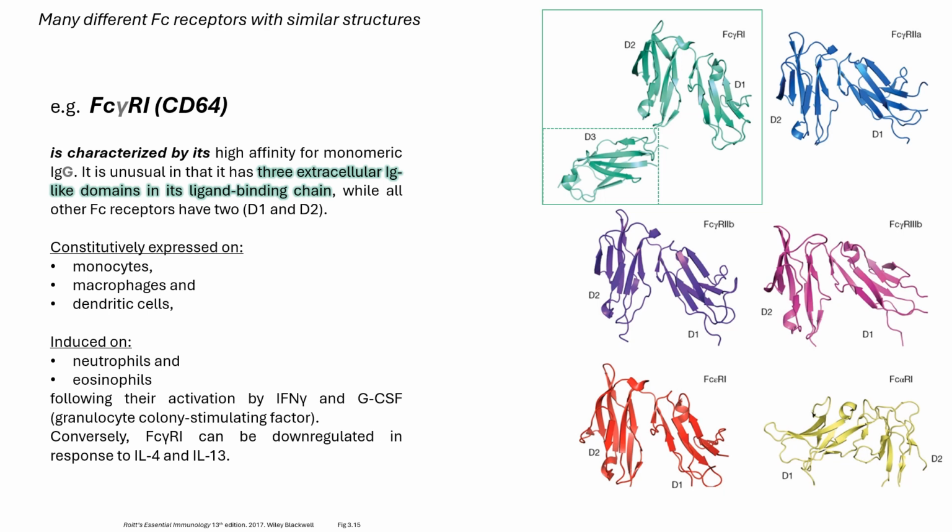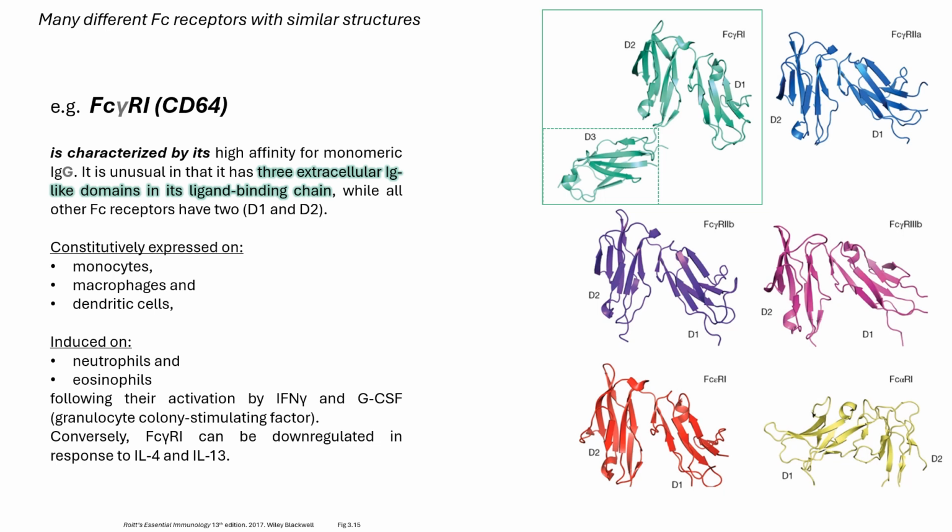We'll look briefly at one example, and this is the odd one out that has a third domain as well. So in addition to this highly conserved D1, D2, we also have this third domain present in the Fc gamma receptor 1, also called CD64. And this is constitutively expressed on various leukocytes: monocytes, macrophages, and dendritic cells. And these are all ontogenetically related in the sense that macrophages and dendritic cells may be derived from circulating monocytes.